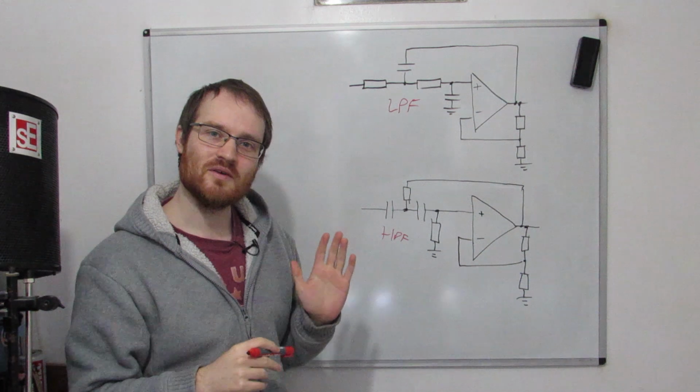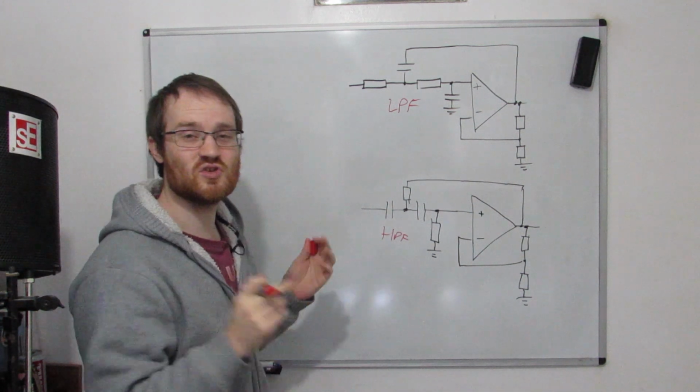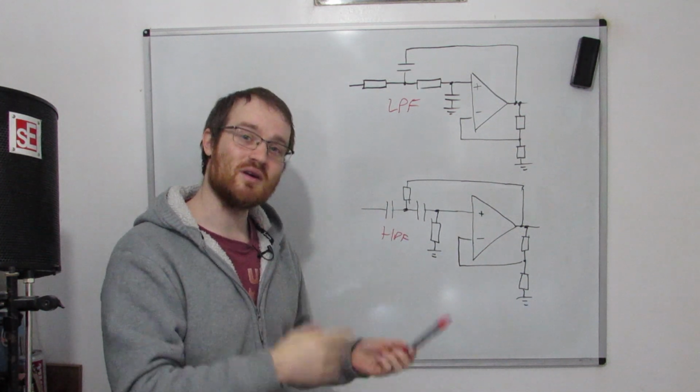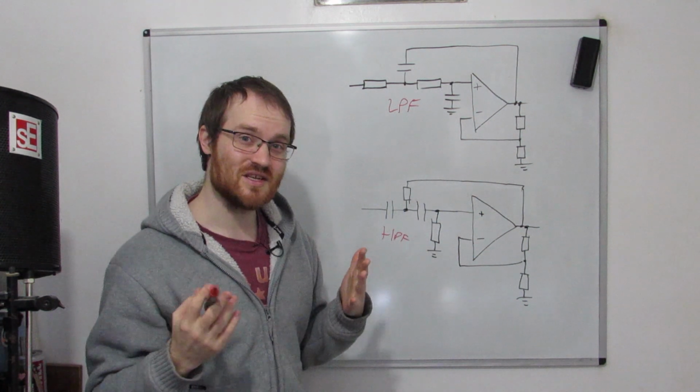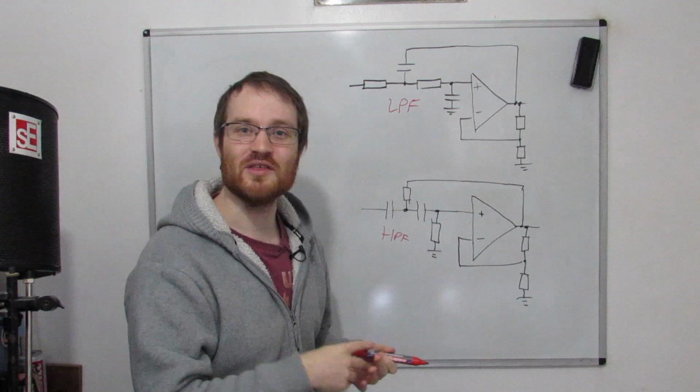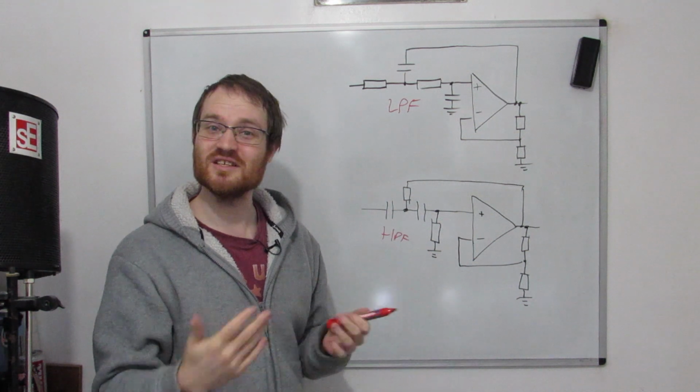So let's talk about filters in a bit of a different way. How we describe a filter is in terms of its pass band and in terms of its stop band. The pass band is the frequencies that the filter lets through, and the stop band is the frequencies that the filter doesn't let through.